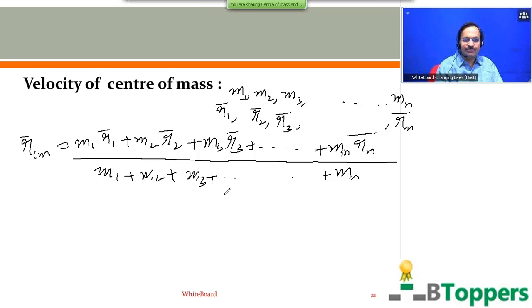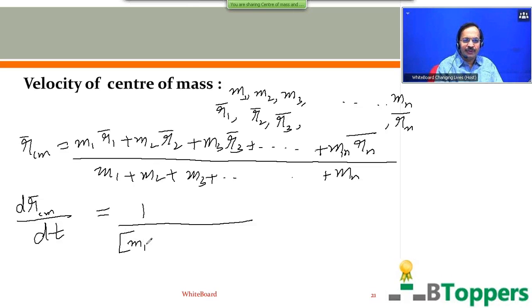Now we can differentiate this equation on both sides with respect to time t to get the expression for the velocity of center of mass. Therefore, we can write d by dt of r_CM bar by dt. The masses of the individual particles of the system can be treated as constants with respect to time; they do not change with time in Newtonian mechanics. So 1 by m1 plus m2 plus m3 up to mn can be treated as a constant factor.